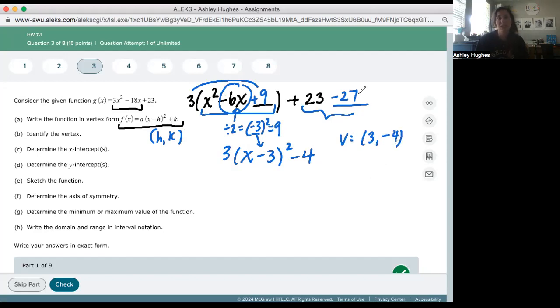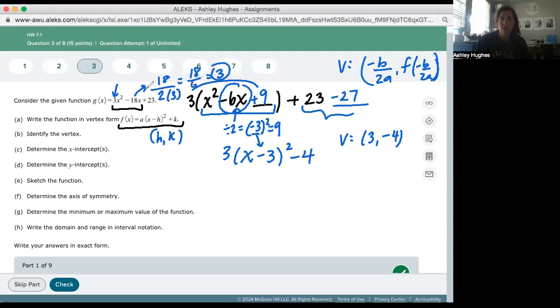Another way to find the vertex is to have this trusty little equation. The vertex is -b over 2a, comma f of -b over 2a. So you can also do that. I can take -b, which would be positive 18, over 2 times a, which is this guy right here. And I get 18 over 6, which gives us 3. Then I would plug 3 into this function, and I would get the point that goes with that. Okay, so that's another way of figuring out the vertex.